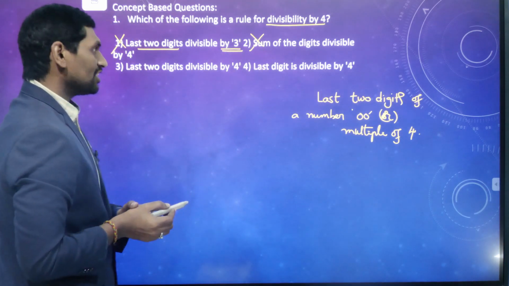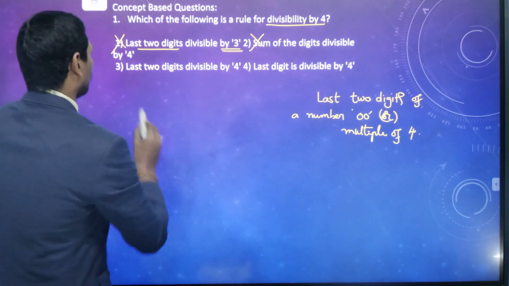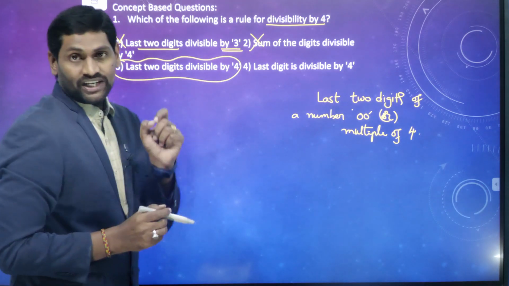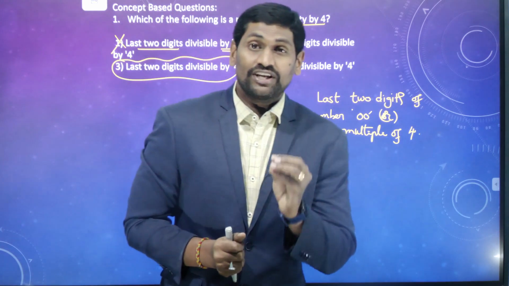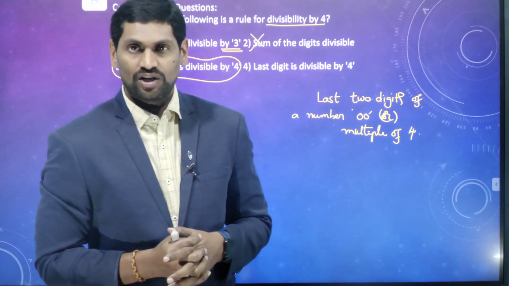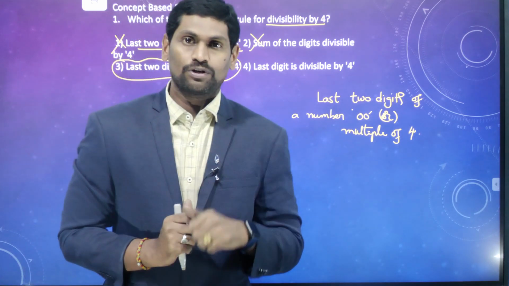Option number 3, the last 2 digits must be divisible by 4. Yes, option number 3 will be our required answer according to the definition of the divisibility rule for 4. Okay, so let us move on to the next problem.